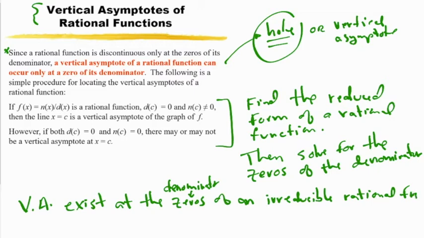Irreducible means that there won't be any canceling between the numerator and denominator. It's already in simplest form. So if it needs to be simplified, do that first, then find the zero of the denominator, and that will be a vertical asymptote. If the rational function has factors that cancel, it'll produce a zero that's a hole at those locations where the factors cancel.